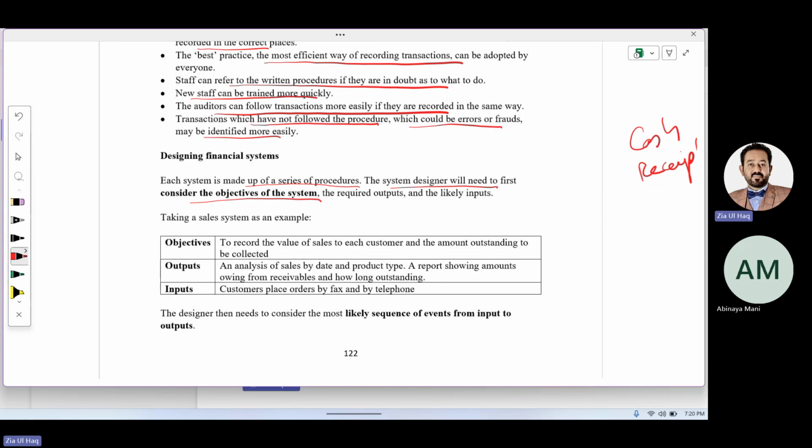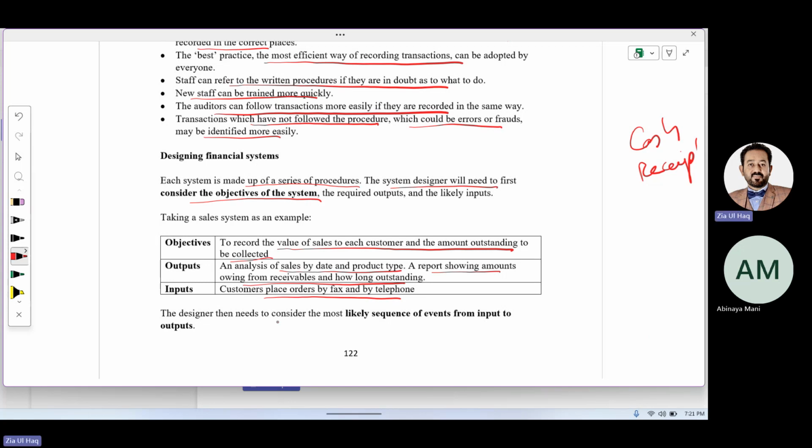The objective is to record the value of sales to each customer and the amount outstanding to be collected. That's why there should be a sales order as well as a customer creditworthiness check performed. Output and analysis of sales by date and product type are reports showing amounts owing by receivables and how long outstanding. That's why we need to maintain a receivable ledger. And when a customer places an order by fax or telephone, through the sales order we can identify when and how he made the order.